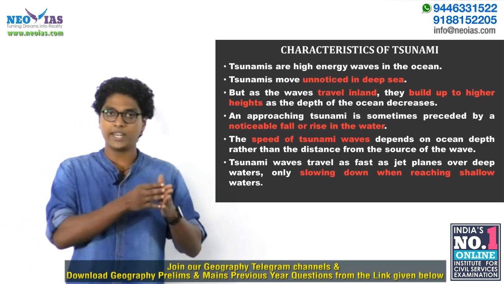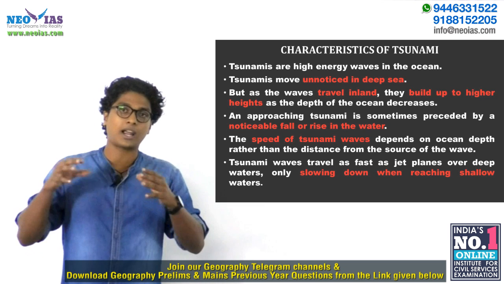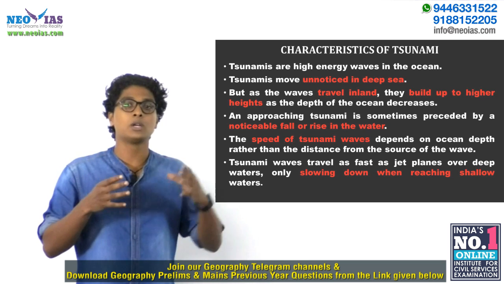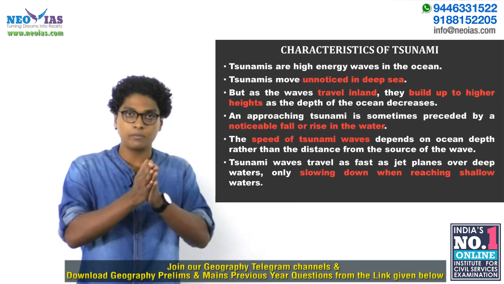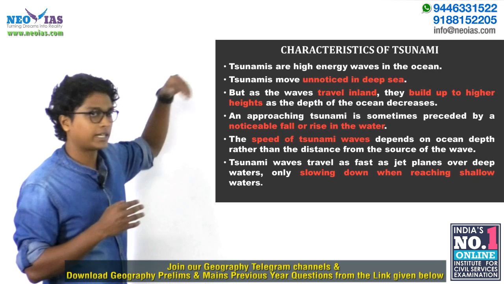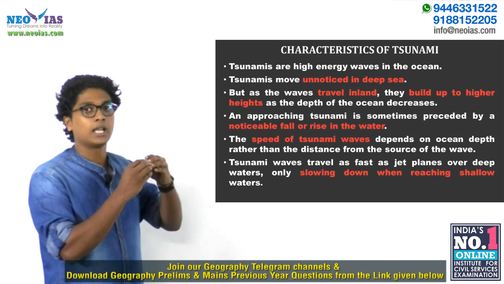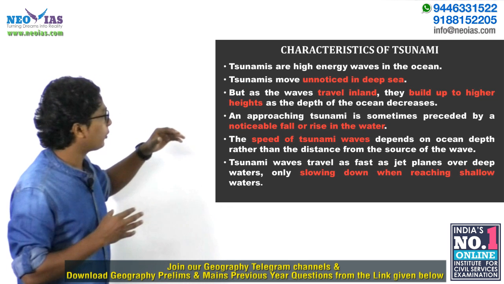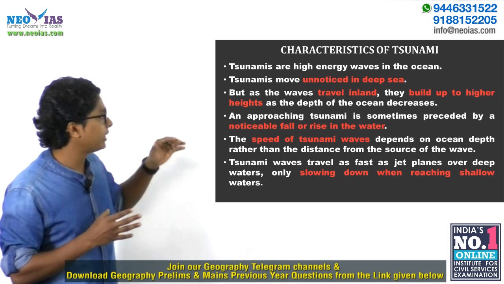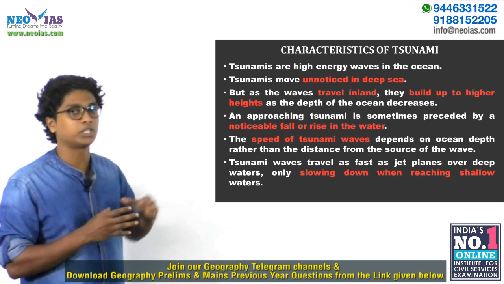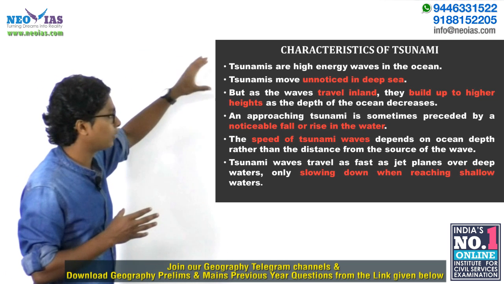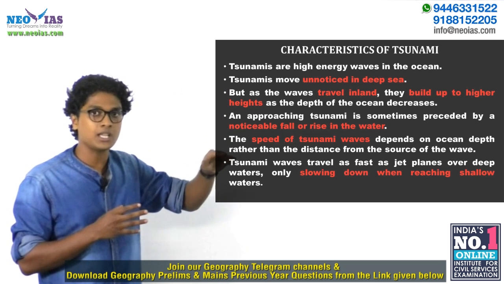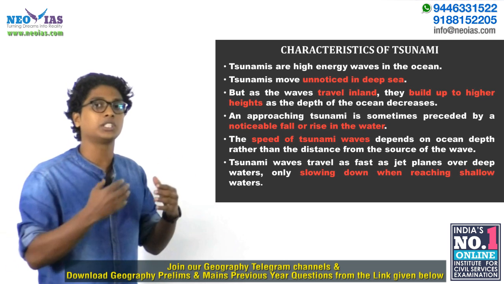Now imagine if we need to predict tsunami waves or track their movement from satellites, we won't be able to detect the movement of tsunami waves. The reason is that tsunami waves travel unnoticed in deep sea because their height only grows higher while they are at the shallower sea, right? And the third point, as the waves travel inland, they build up to higher height as the depth of the ocean decreases. We'll see in detail how this process takes place. For now, just remember that the tsunami waves are unnoticeable in the deep sea and they grow in height as they approach the shallower water.